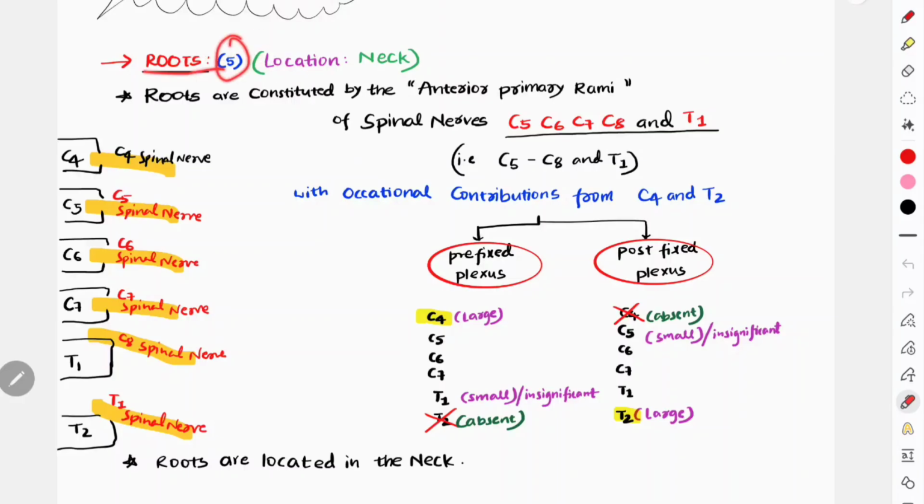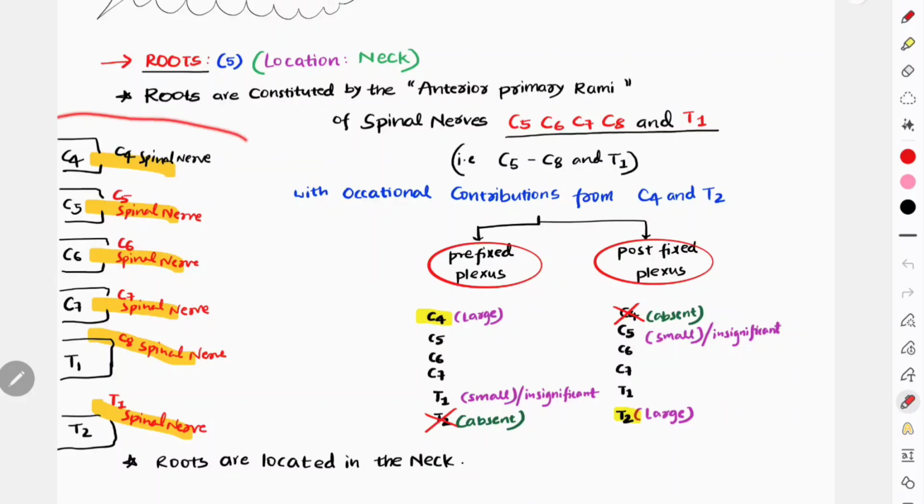Roots, these are 5 in number, located in the neck. Roots are constituted by the anterior primary rami. In the first part we discussed what the anterior primary rami is. The roots are constituted by the anterior primary rami of the spinal nerves C5, C6, C7, C8 and T1, with occasional contribution from C4 and T2. We discussed prefixed and postfixed plexus earlier. If C4 is involved largely, it is called prefixed. If T2 contributes largely, it forms a postfixed plexus.